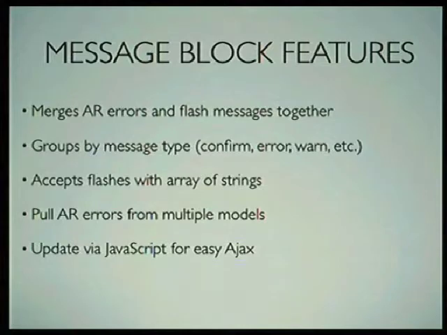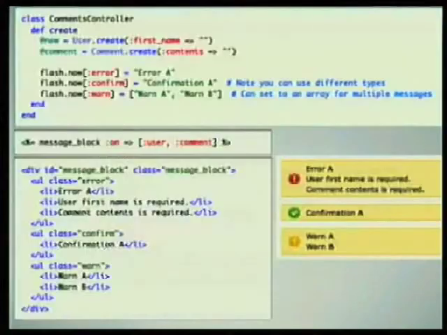Actually, this isn't really a new feature. Error messages for does do this. Not many people use it for that, but it can pull errors from multiple models. If for whatever reason you're saving two models at once, it'll grab all the errors from both of them. And part of it is some JavaScript code that lets you update that much easier than just creating HTML elements dynamically.